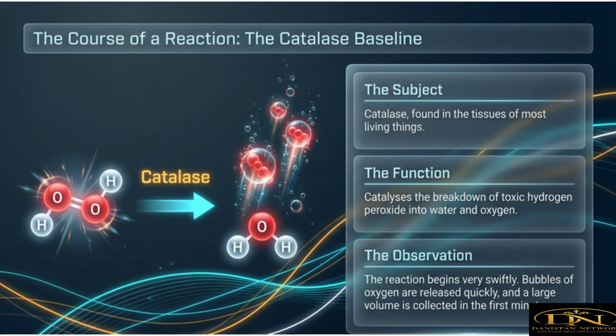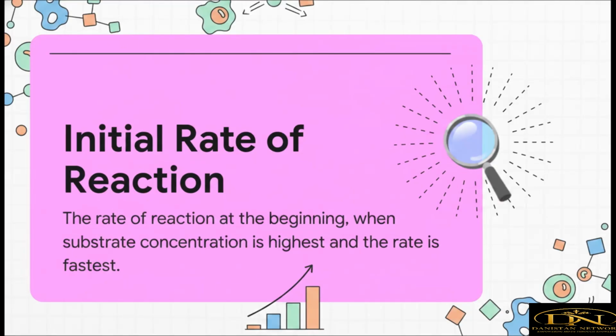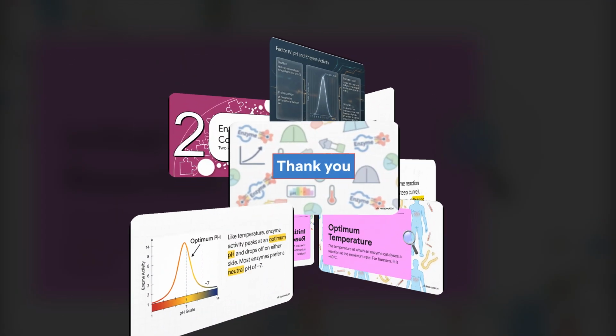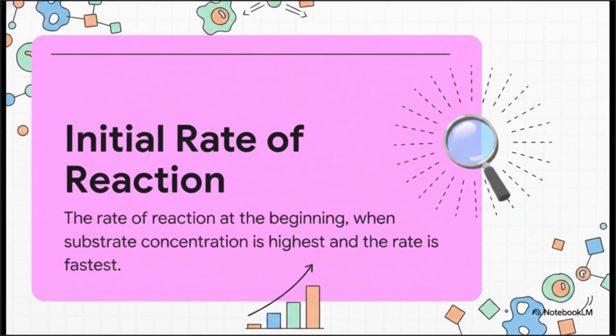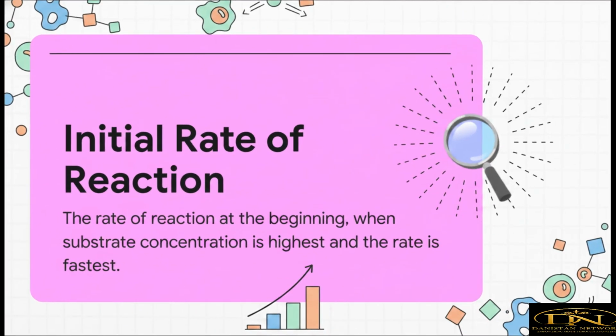So why does that happen? Well, it's literally running out of fuel as the substrate gets used up. Now that very first moment, that initial super fast burst, that's what scientists really care about. It's called the initial rate of reaction. Think of it as the purest measure of the enzyme's true power, before anything else has a chance to slow it down. It's the best way to make a fair comparison of its performance under different conditions.